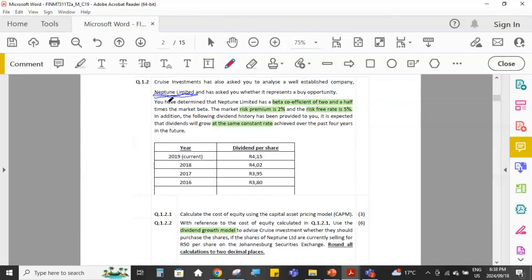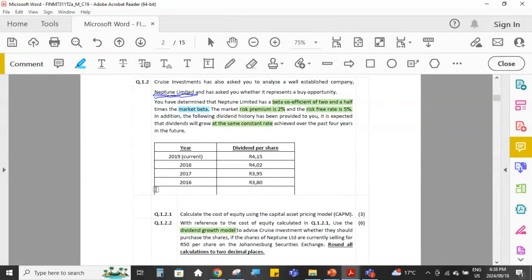So let's have a look at what information they have given us for Neptune Limited, the company we want to buy. Neptune Limited has a beta coefficient of 2.5 times the market beta. So as a student you have to know the market beta so that you can multiply it by 2.5 to arrive at the beta for Neptune. The market risk premium is 2%. The risk-free rate is 5%.